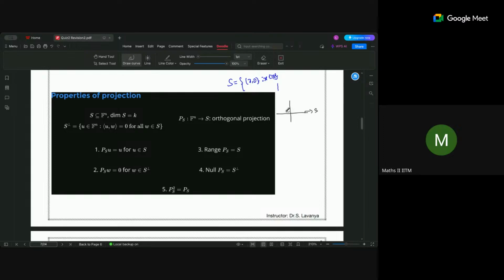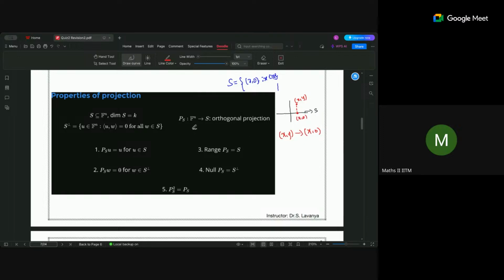I'm going to project any vector (x, y) onto S. So what is that mapping? It is going to be projected on the point (x, 0). So any (x, y) is mapped to (x, 0). So this is a projection, an orthogonal, perpendicular projection. So the range is the space S.